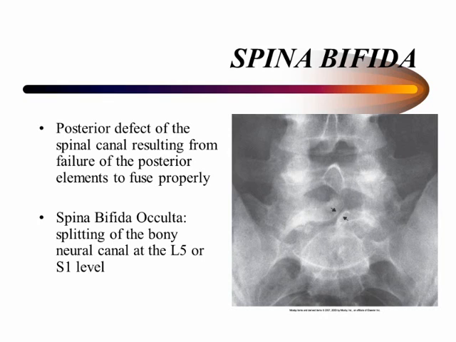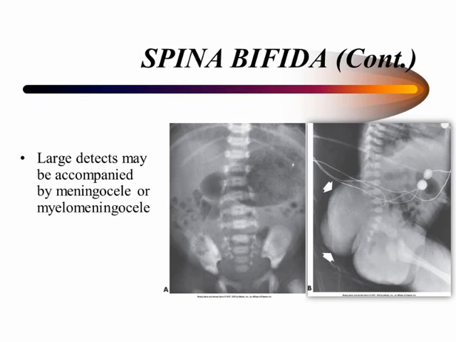Spina bifida refers to a posterior defect of the spinal canal resulting from failure of the posterior elements to fuse properly. A mild insignificant form is spina bifida occulta, in which there is a splitting of the bony neural canal at the L5 or S1 level. Large defects are associated with spinal cord abnormalities and may lead to a variety of muscular abnormalities and lack of bladder or bowel control. Large defects in the lumbar or cervical spine may be accompanied by a meningocele or a myelomeningocele. A patient with a meningocele may be asymptomatic.